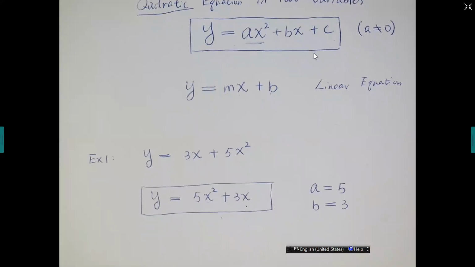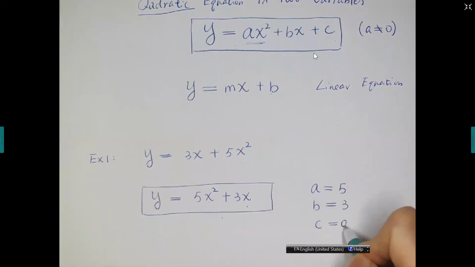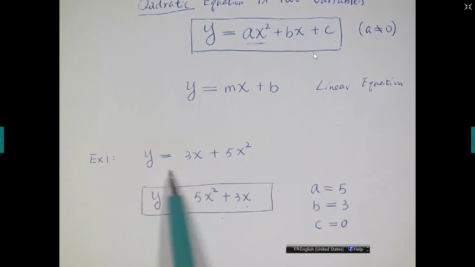Then what we need is C. There is no constant number in the equation. That means C equals 0. But still, for the standard form, let's write down the 3 constants, A, B, and C. That's what we need. So we are done with the preparation for the following things, if we know how to rewrite the equation in the standard form.